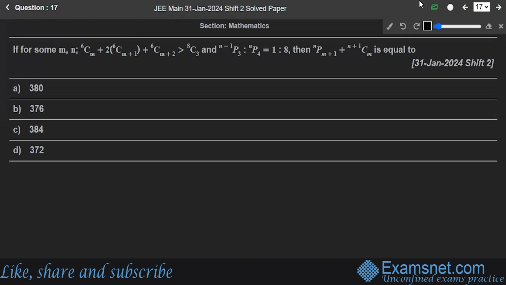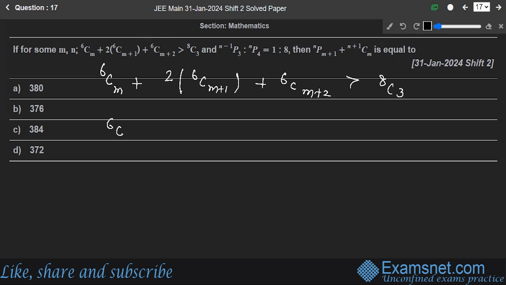Question number 17: if for some value of m and n, 6Cm plus this whole expression is greater than 8C3, and this ratio, (n minus 1)P3 to nP4, is equal to 1 is to 8, then this is equal to. Okay, so let's write it down: 6Cm, 2 into 6Cm plus 1 plus 6Cm plus 2. It's a bit confusing the way they have written.